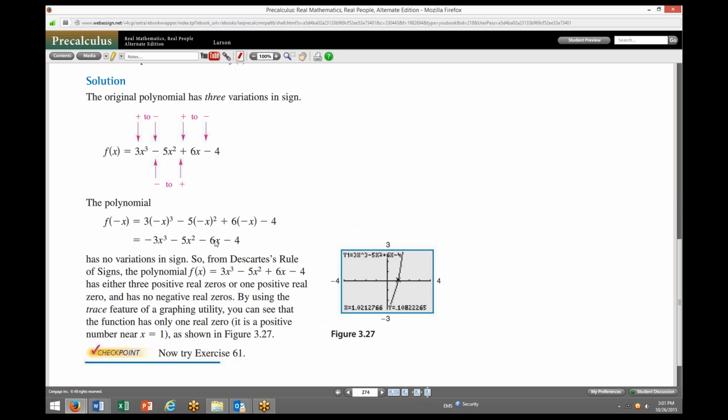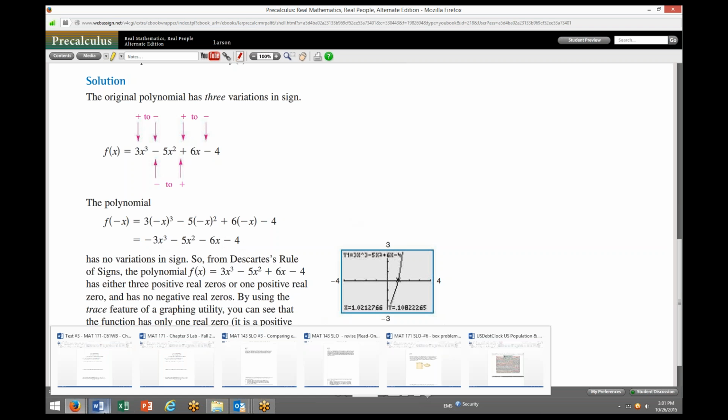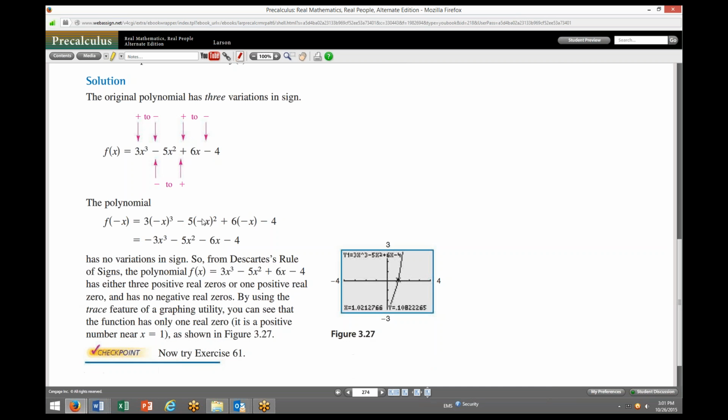What if there had been an even number of variations of sign? What if there had been 6 variations of sign in a real long polynomial? Well, if there were 6 variations in sign of f of negative x, then that would tell us that you have either 6 or 4 or 2 or 0. You go down by 2 each time. 6 or 4 or 2 or 0 negative numbers as real zeros. You don't know which, but it would be one of those. That's how you use Descartes' rule of signs.